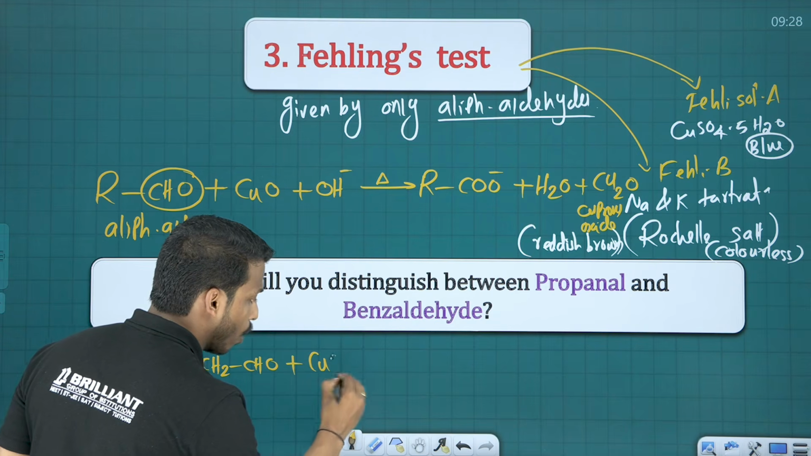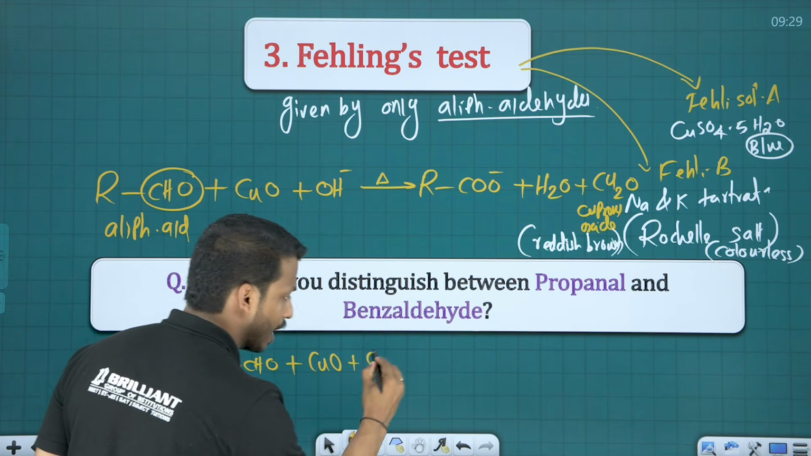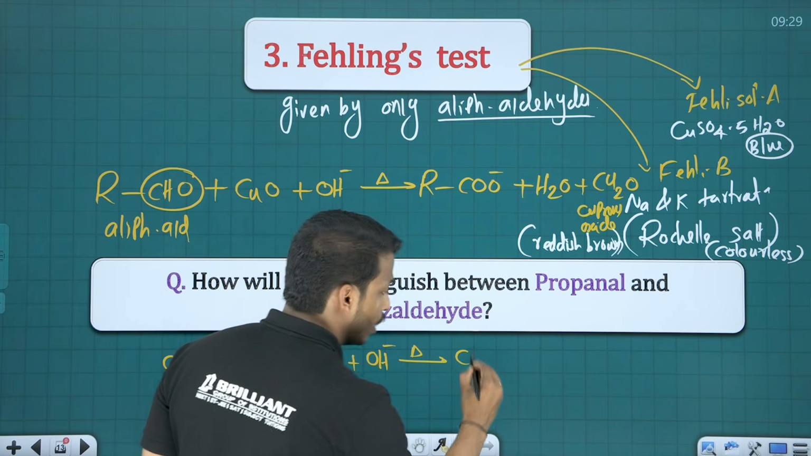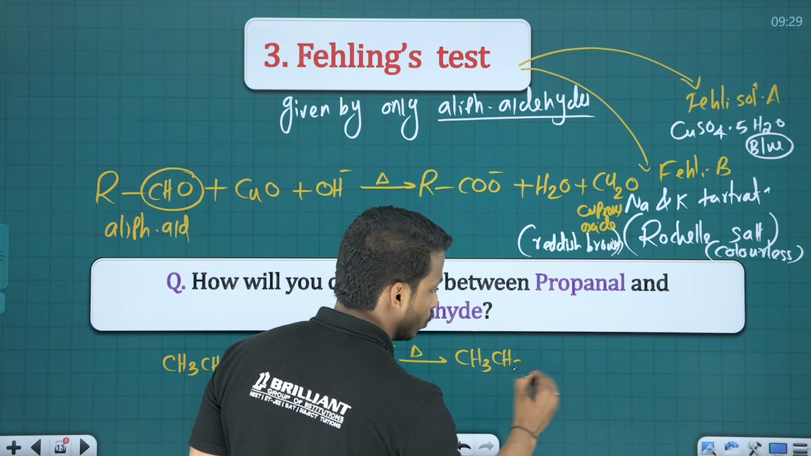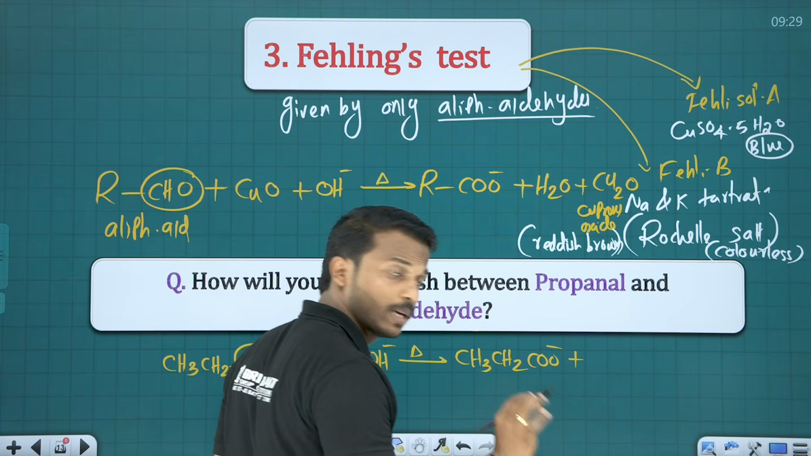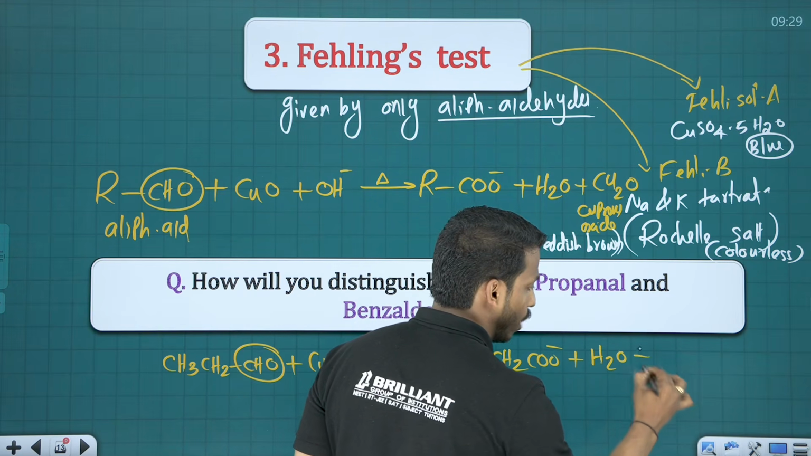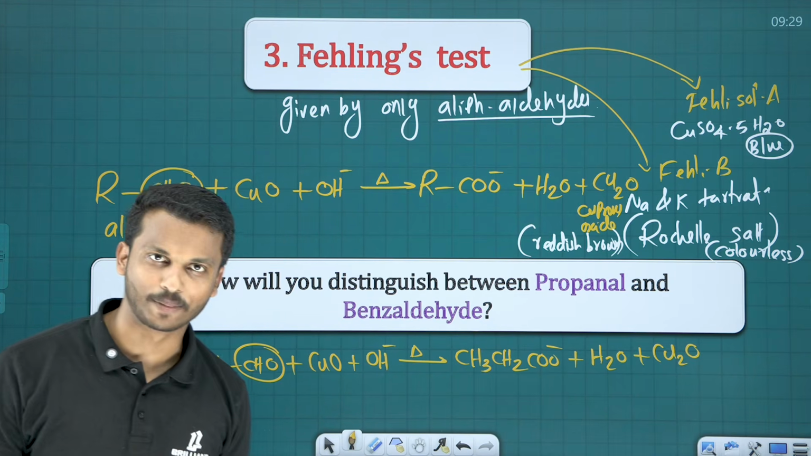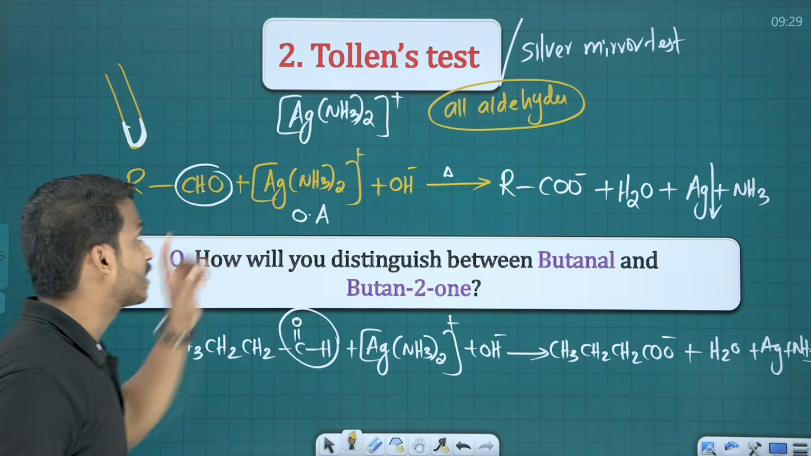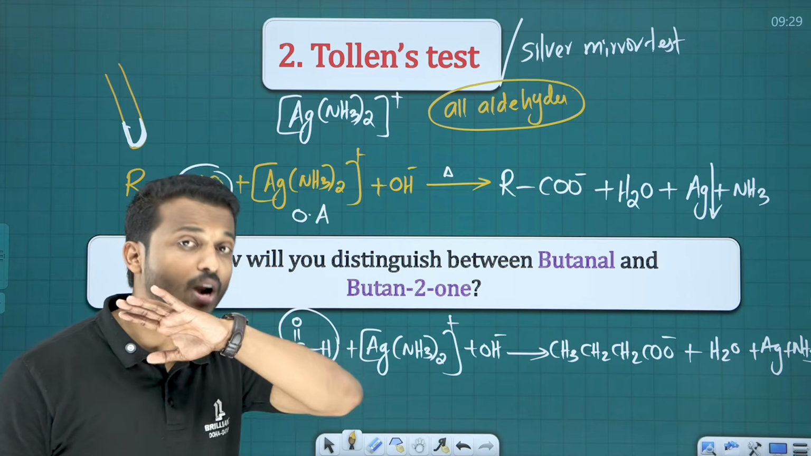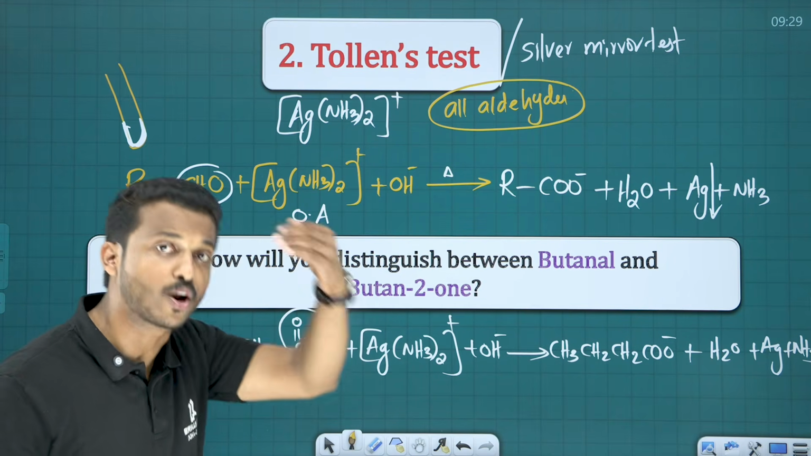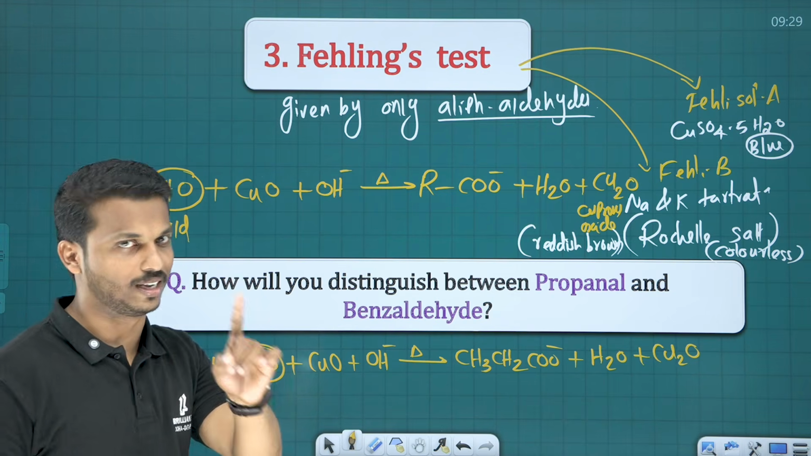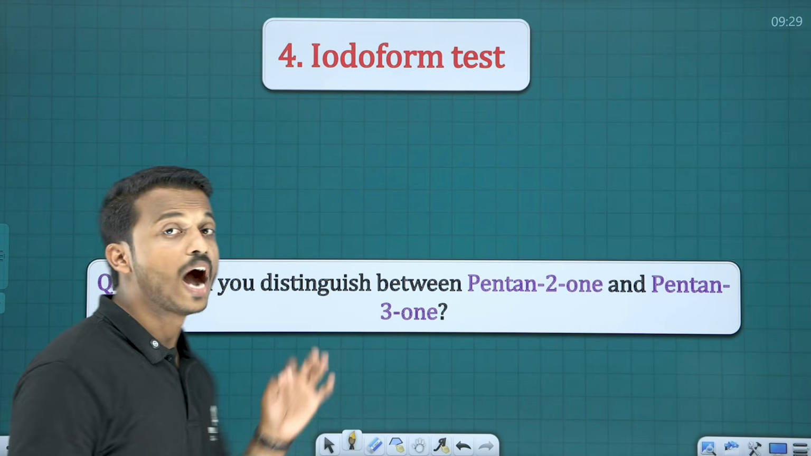Mix with your copper oxide, along with the base and heat. The aldehyde becomes acid, so CH3CH2COO minus. What is the byproduct always? H2O and cuprous oxide here. That reddish brown color will be there. Clear? So Tollens test is given by all aldehydes, which means aliphatic and aromatic. But Fehling's test is given by what? Only aliphatic.